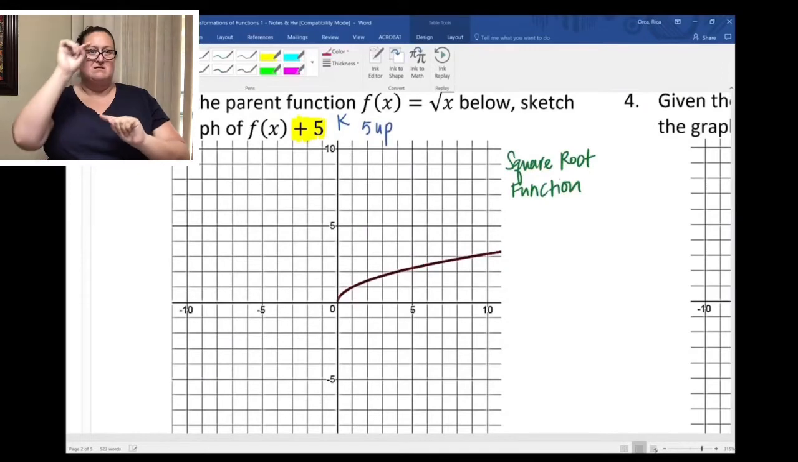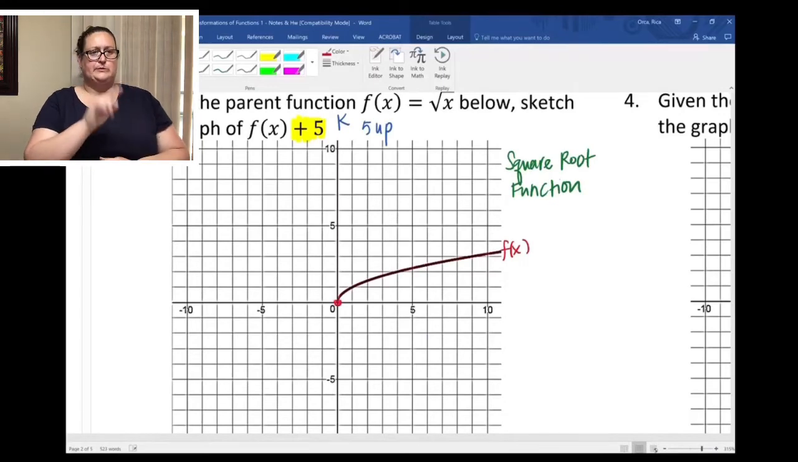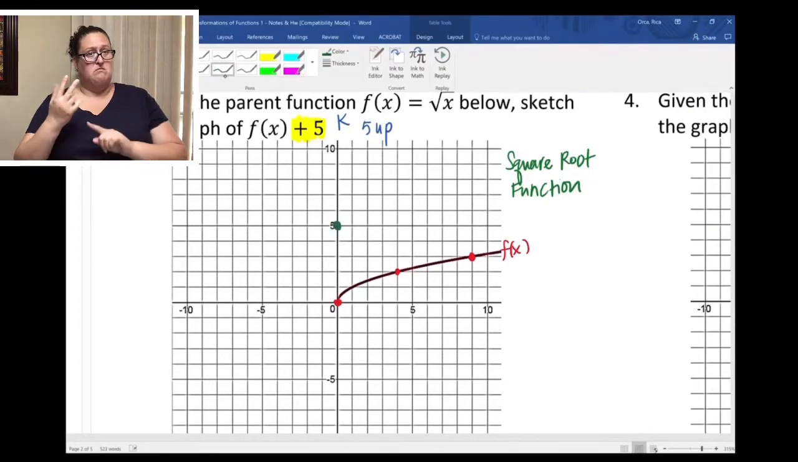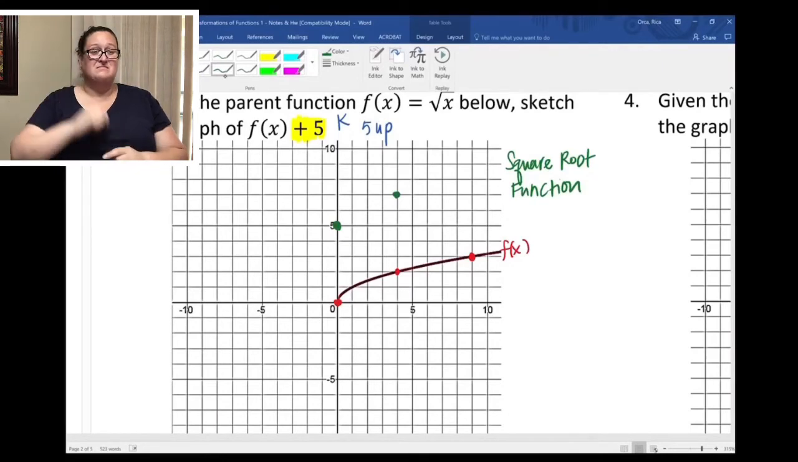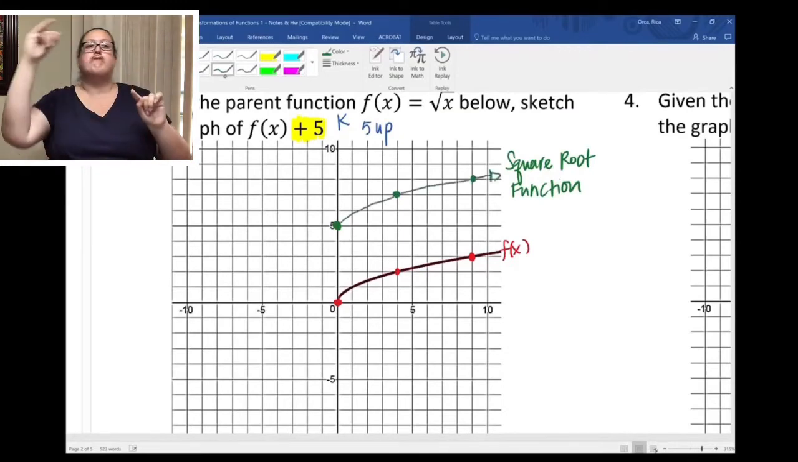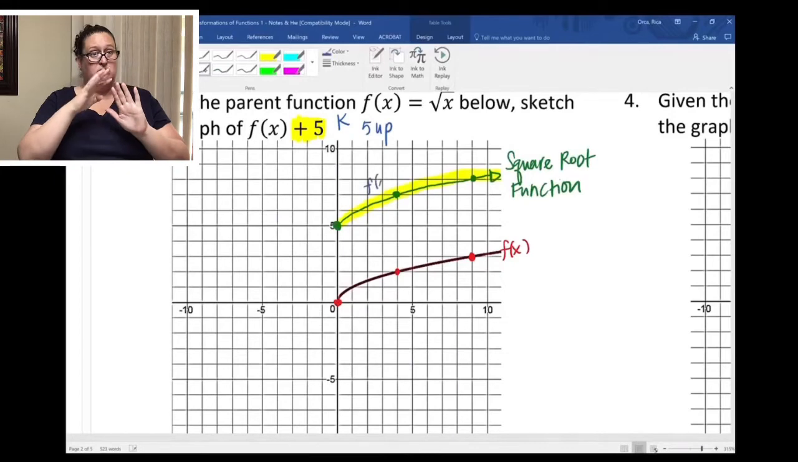So let's pick 3 points from our graph. I'll go with 0, 0, 4, 2, 9, 3. Take those points and just move them 5 units up. Let's start off with 0, 0, 1, 2, 3, 4, 5. Now let's move 4, 2, 5 units up. Let's move 9, 3, 5 units up. Once you have the points, draw your half curve, your square root function. Label the graph, f of x plus 5.